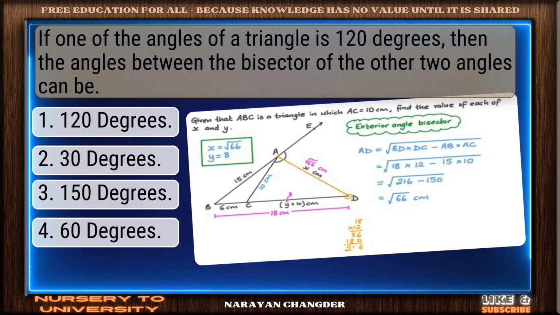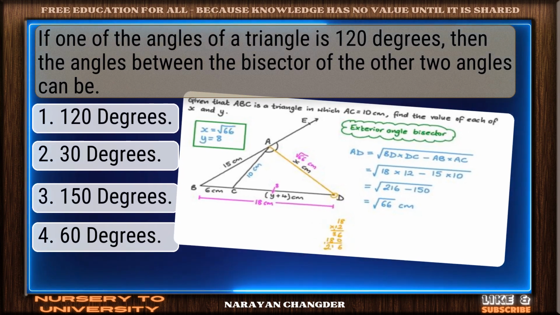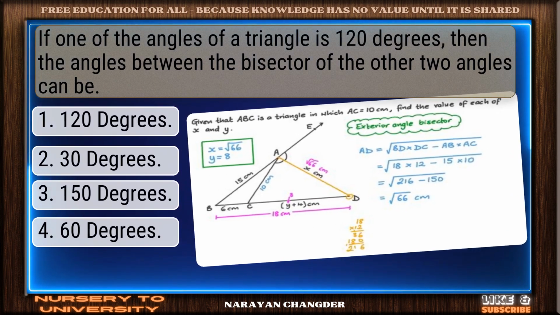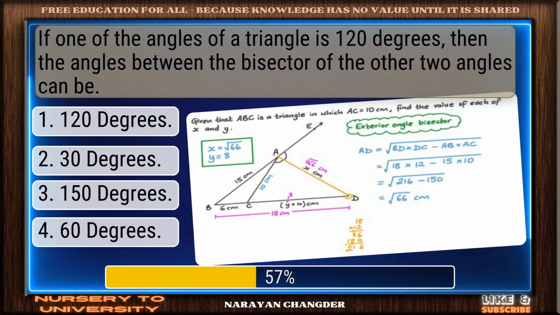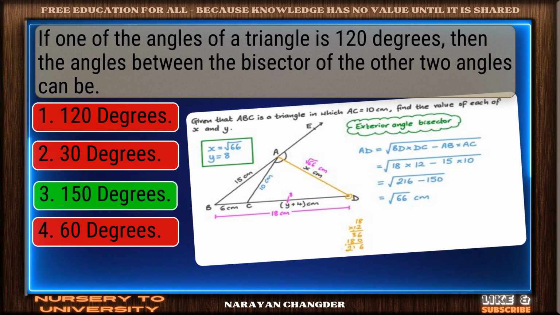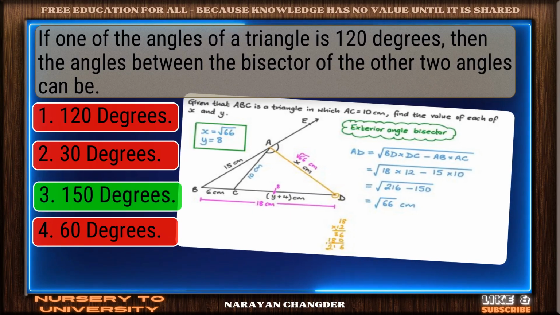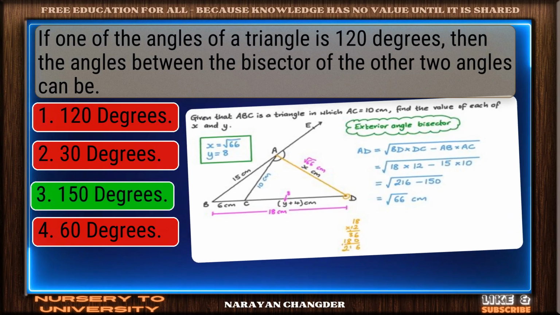Question number 28. If one of the angles of a triangle is 120 degrees, then the angle between the bisectors of the other two angles can be... You're right. 150 degrees is the correct answer.